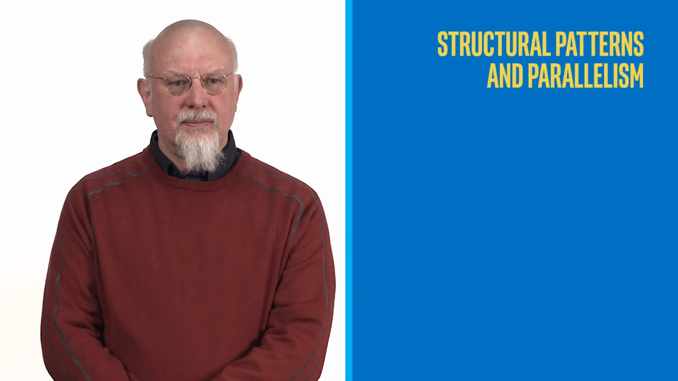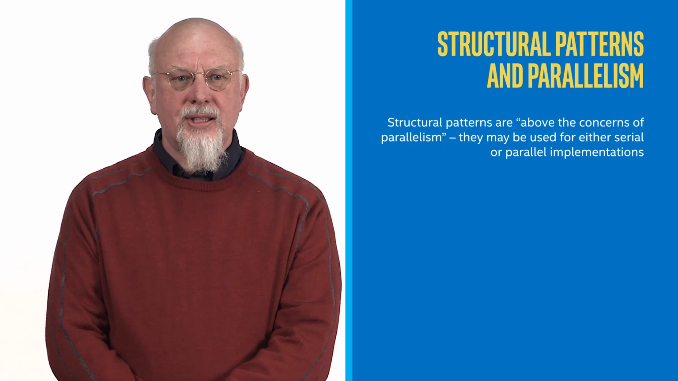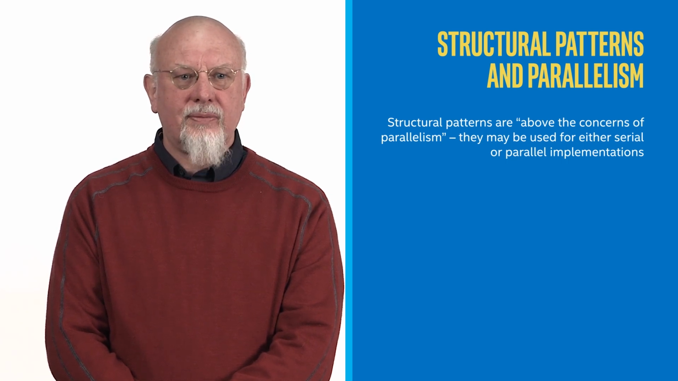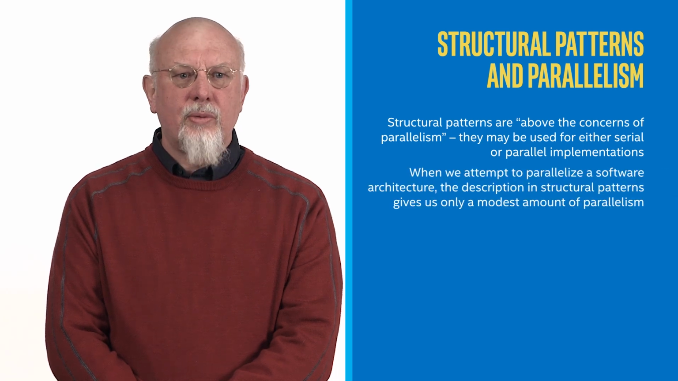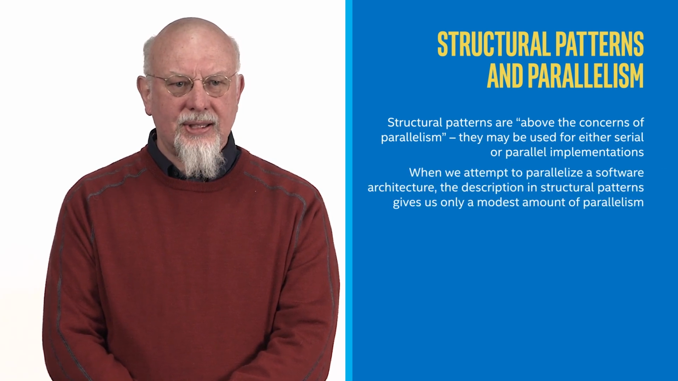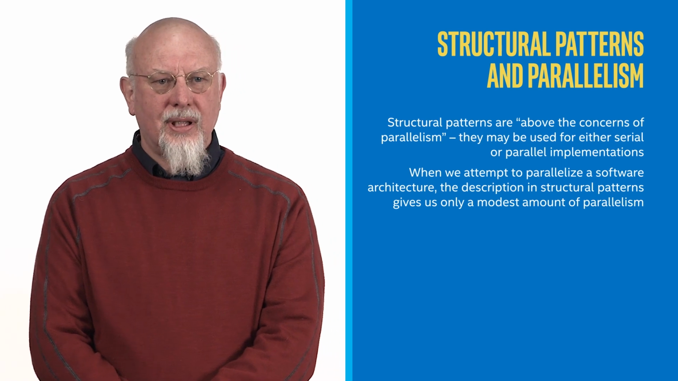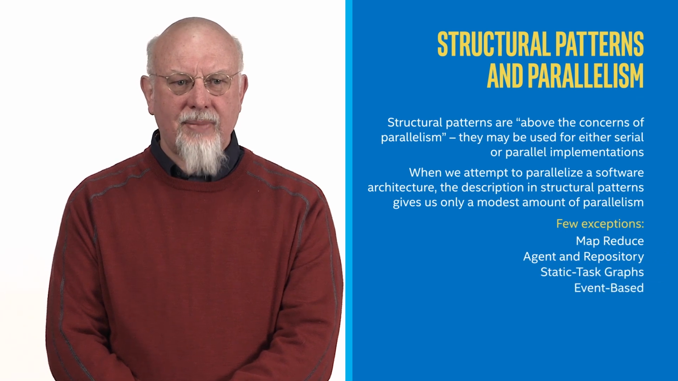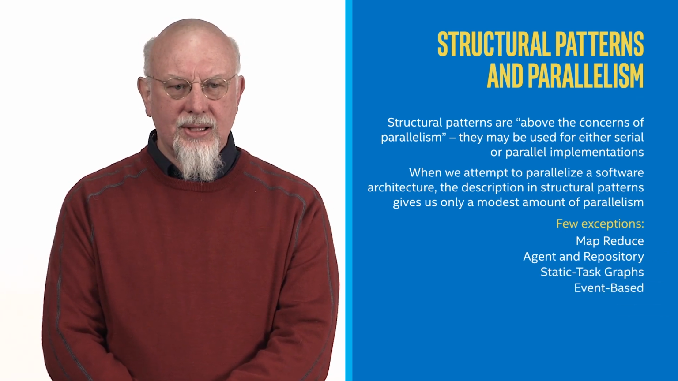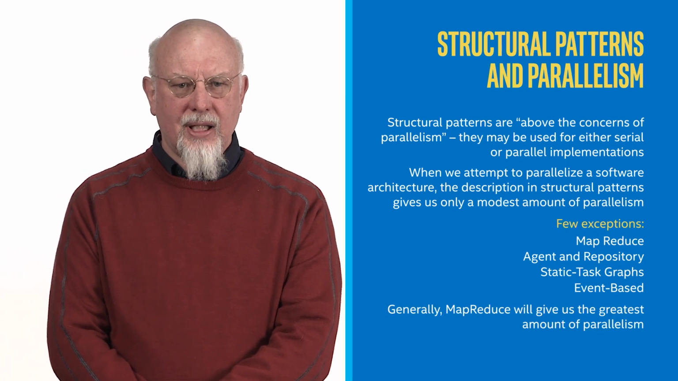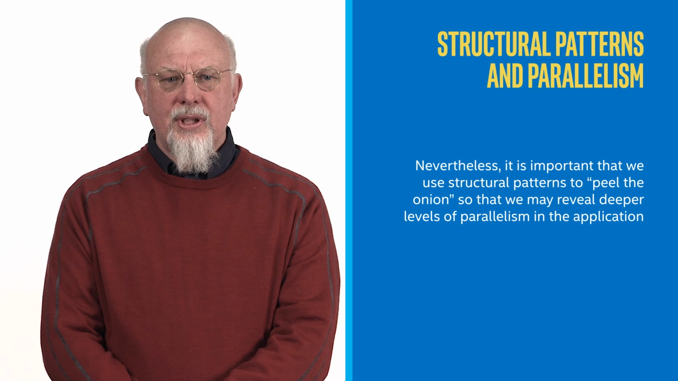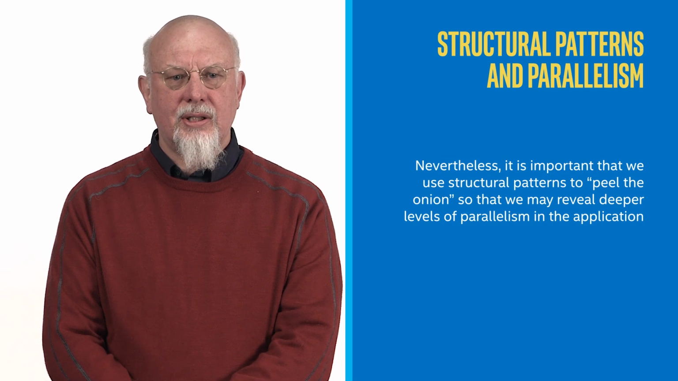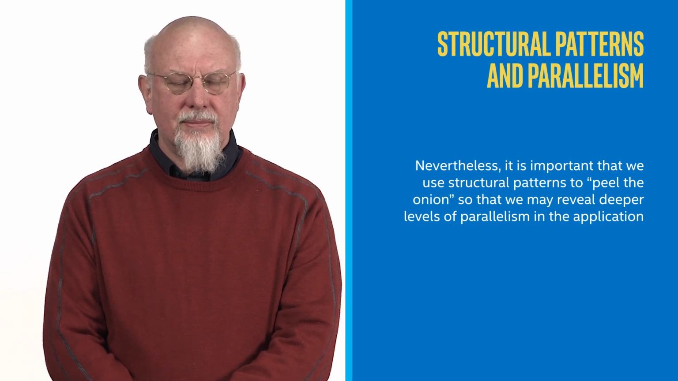Let's review structural patterns and parallelism. In some sense, structural patterns at this top level of the pattern language are above the concerns of parallelism. They may be used either for serial or parallel implementations. When we attempt to parallelize a software architecture, our experience is that the description of structural patterns may give us only a modest amount of parallelism. There are a few exceptions: MAPREDUCE, agent and repository, static task graphs, and event-based. All these may give us more parallelism. Generally, MAPREDUCE is the only one which will give us a great amount of parallelism. Nevertheless, we found that it's important to use the structural patterns to peel the onion, so to speak. We peel off and deconstruct the architecture so it may reveal deeper levels of parallelism in the application.